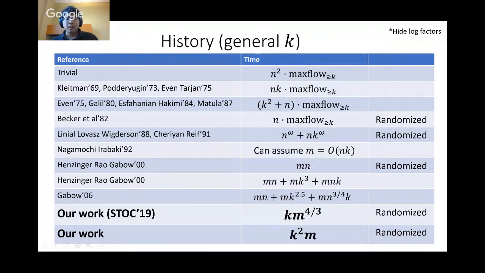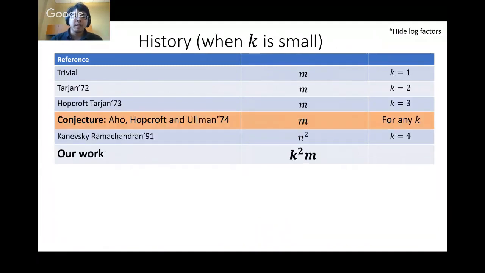So actually the bound that we have is something like this. It's n k squared times m, with polylog factors. Basically, looking back to the case when k is small, we get a near linear time algorithm for any constant k.